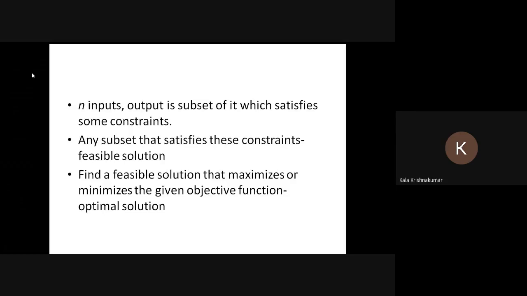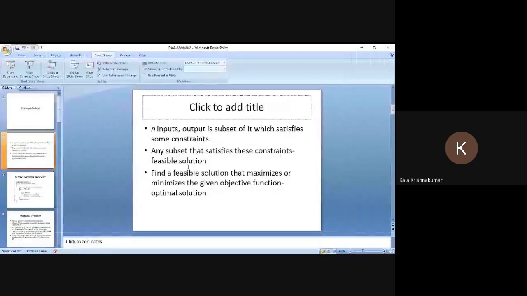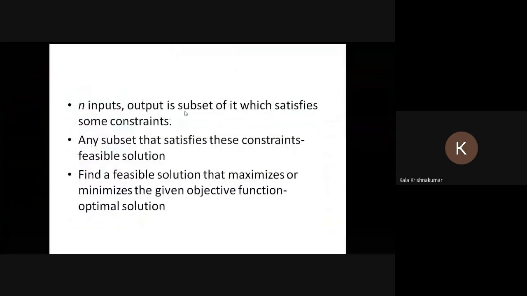At each stage we are constructing the output. For that, we consider one input at a time, and we check whether this will lead to an infeasible solution. The selection procedure is based on some optimization measure, which means selection is based on whether we need to maximize something or minimize something. This optimization measure is known as the objective function.